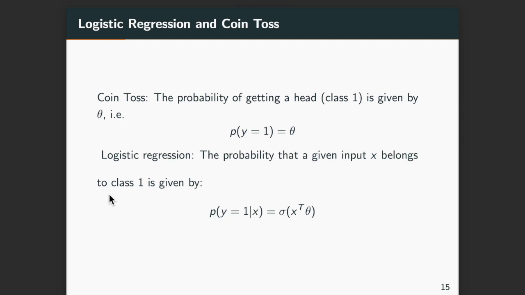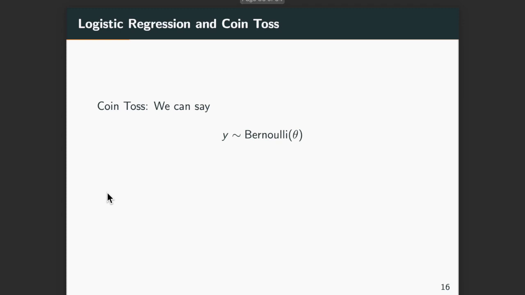Probability of y equal to 1 given x is sigmoid of x transpose theta. So the Bernoulli distribution accepts as argument the probability of success. Right? In coin toss, the probability of success is theta. We've just defined it. For logistic regression, we say that the probability of success, or heads, or class 1, is sigmoid of x transpose theta. Right? Now is everyone clear? Okay.